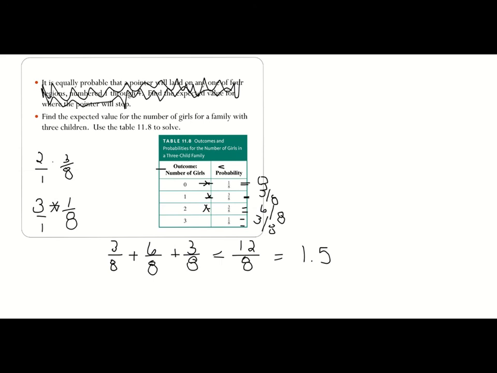Now, obviously, with this, just like when we have statistics that say every family has 2.1 kids, you don't have 0.1 of a child. You can't have half of a child. But that's what's expected to happen over time with families with 3 children.